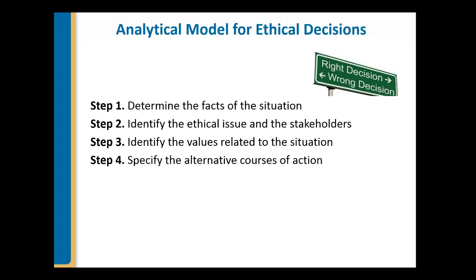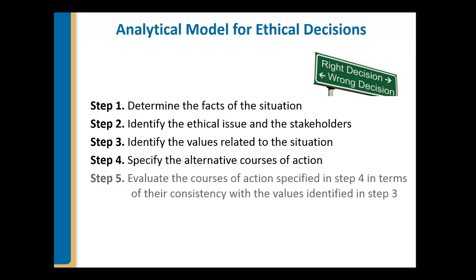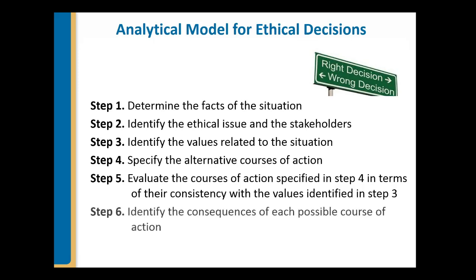Step 3 would be to identify the values related to the situation. So in some situations, confidentiality may be an important value that might conflict with the right to know. Step 4 is specify the alternative courses of action. Step 5 is evaluate the courses of action specified in Step 4 in regards to the consistency of the values that are identified in Step 3. Now, this step may or may not lead to a suggested course of action.